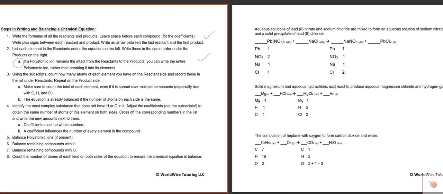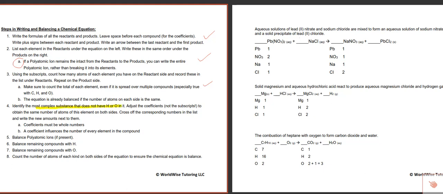Then we're going to use the subscripts to count how many atoms of each element we have on the reactant side and record those, and then we repeat it with the product side. Some things to be really careful of are carbon, hydrogen, and oxygen, because sometimes they're spread out over multiple compounds, and you'll see that in a later example. Once we've written them all out, we look at our numbers to see if it's balanced. Clearly here, my nitrates are not the same, and neither are my chlorines, so this is not balanced and I need to continue on.